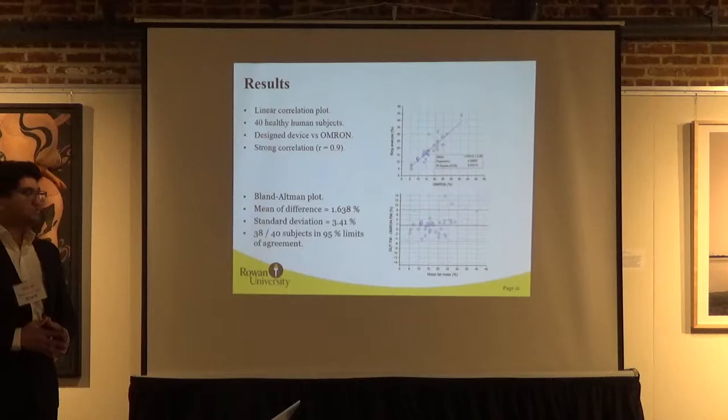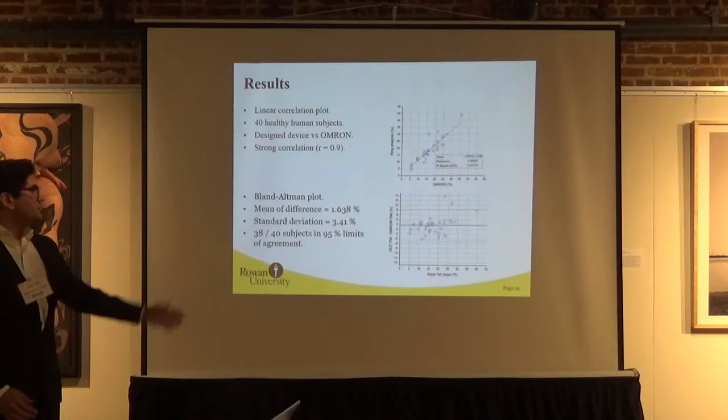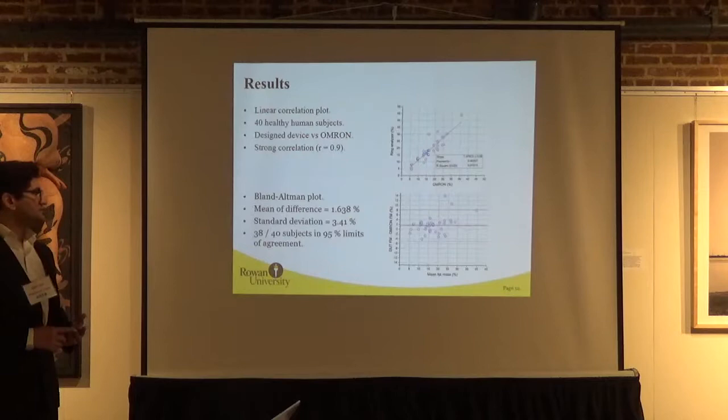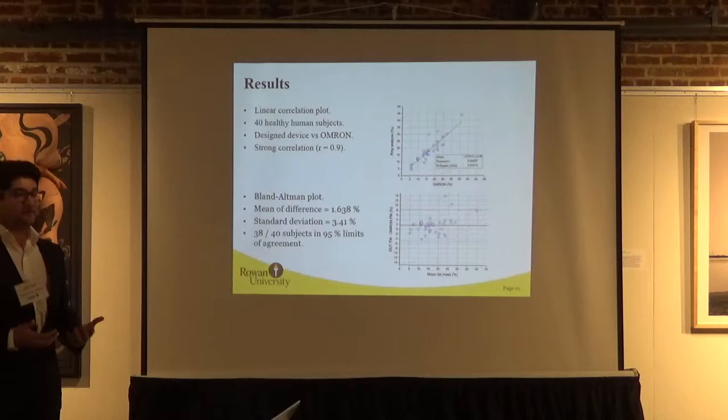So the results demonstrate that there is a very high correlation between our device and the commercial device, with a correlation coefficient of 0.9, which is around 90%. The second graph demonstrates the Bland-Altman plot between our device and the Omron commercial body fat monitor. On the x-axis, you have the mean fat mass, and on the y-axis, you have the difference in measurements. 38 out of 40 subjects lie within the 95% limits of agreement.